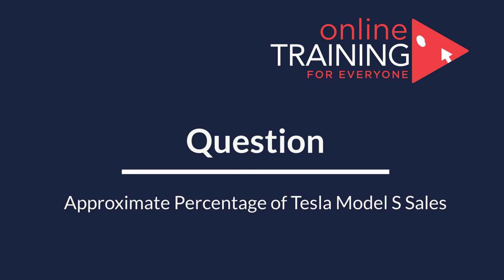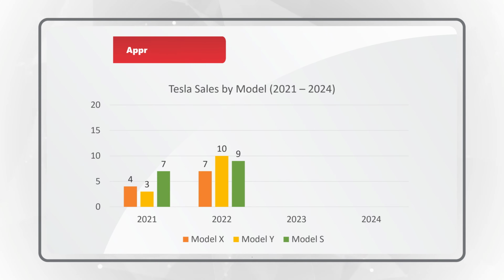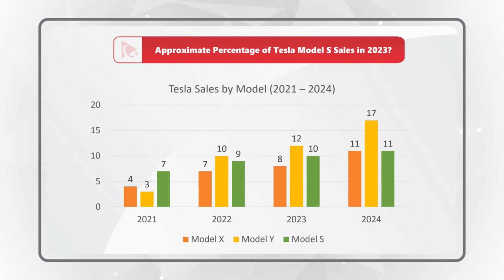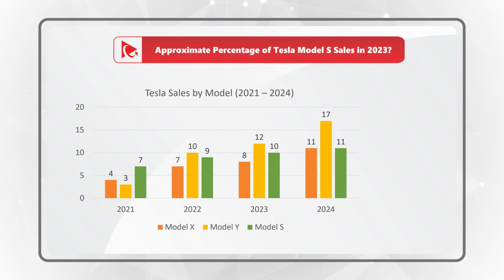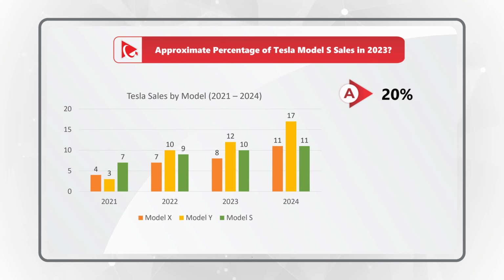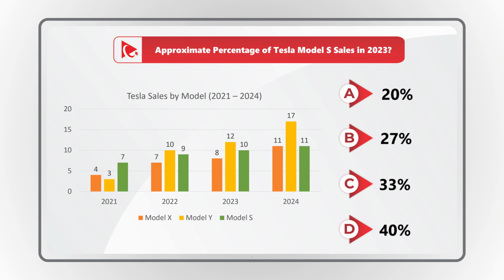And now, I think is an excellent time for you to try your skills to see if you can solve the challenge. You need to determine approximate percentage of Tesla Model S sales in 2023. You're presented with the chart that shows sales by model between period of 2021 and 2024, and you have 4 different choices. Choice A, 20%, choice B, 27%, choice C, 33%, and then choice D, 40%. Give yourself a little bit of time, do the mental math, maybe pause this video to see if you can get to the correct solution.